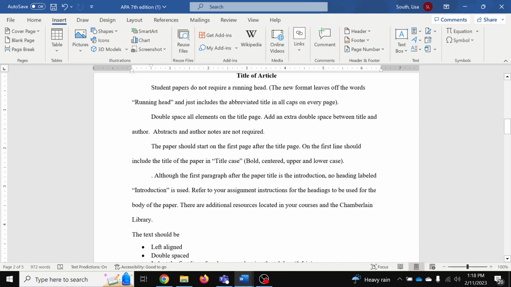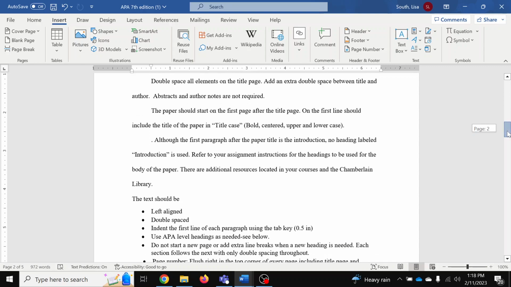We don't need an abstract. You don't need author notes. Just your paper. Title page, start the paper. It starts on the first page after the title page. The title of the paper goes at the top of the page up here in title case, bold, centered, upper and lower case.